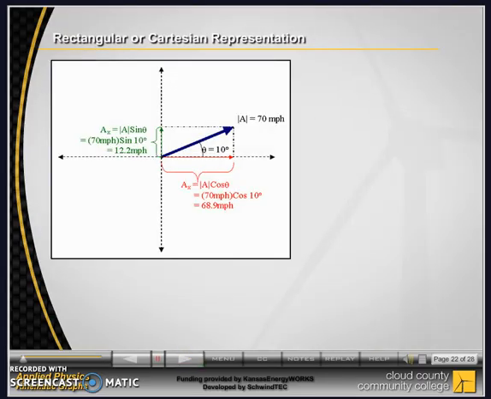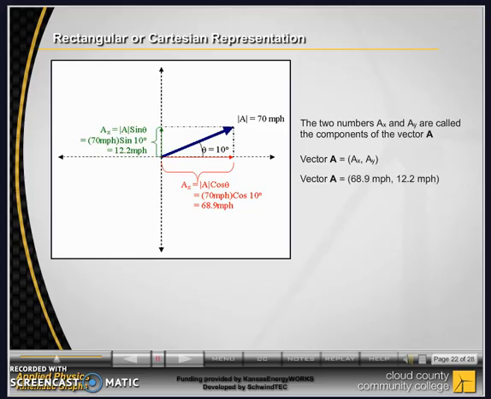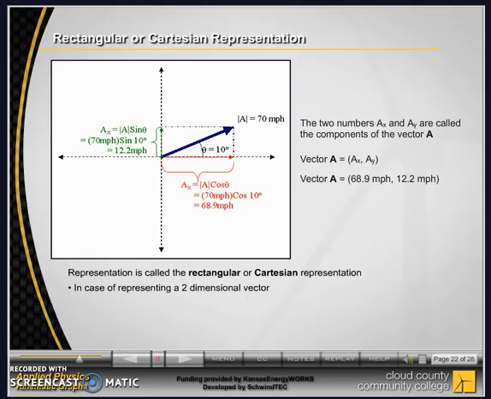In this example, the two numbers a sub x and a sub y are called the components of the vector a. Note, vectors are usually denoted with bold-faced letters or letters with arrows above them. So vector a equals a sub x, a sub y, or in this example, a equals 68.9 miles per hour, 12.2 miles per hour. This representation is called the rectangular or Cartesian representation. In case of representing a two-dimensional vector, there are also three and even four-dimensional ones, but fortunately we will not be using them in this class. We use two numbers that can be figured out from the image as shown.